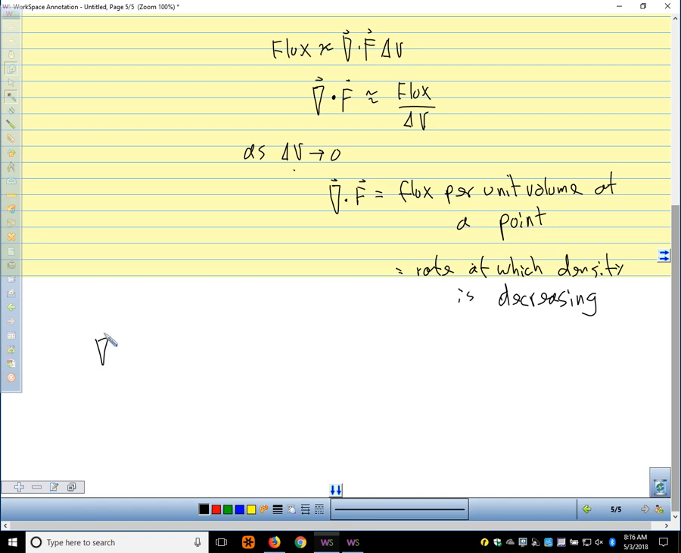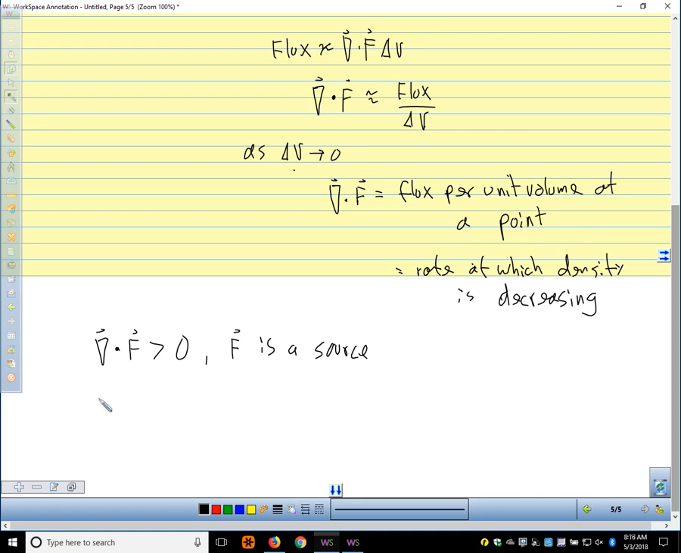So if del dot F is greater than 0, we call F a source. So the flux per unit volume is increasing. The stuff is flowing in.